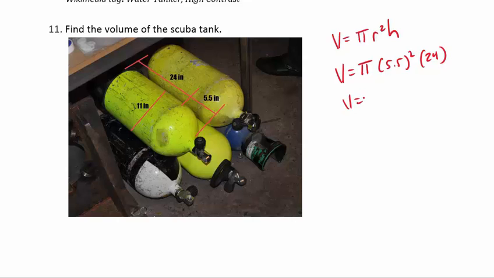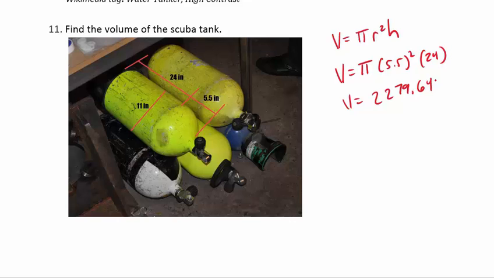Alright, so let's see. 5.5 squared times pi times 24. So that gives us 2,279.64. Since it ended there, we'll be accurate. We'll stop right there.